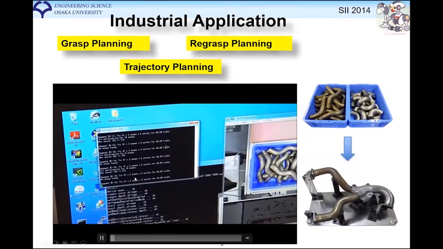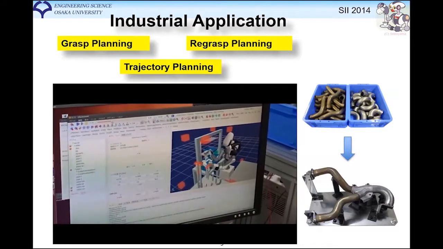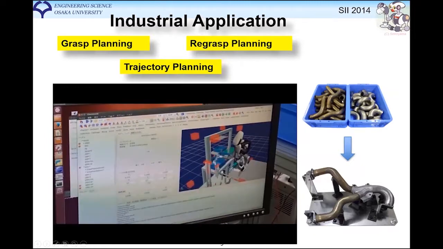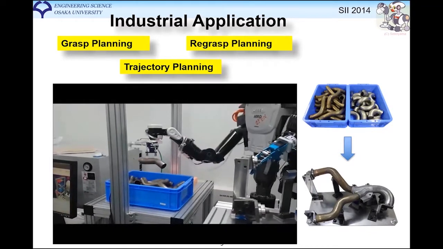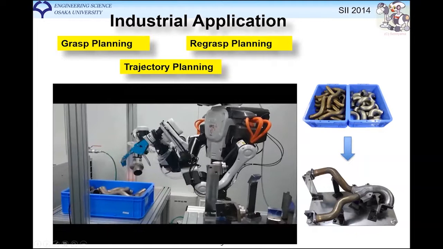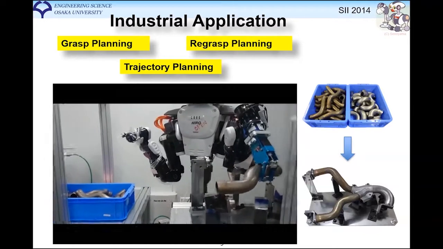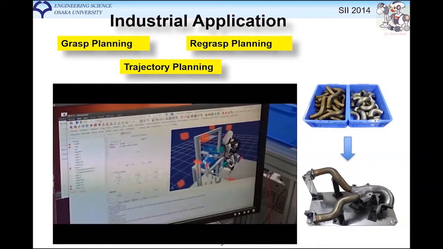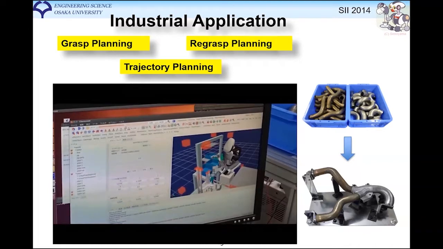Okay, then in 2014, we applied this to real world scenarios. In this case, the work is placed in the box, and the robot randomly picks one of the objects from the box, and we grasp it with the left arm and place it into the jig. In this experiment, we use grasp planning to plan the grasping. And we consider regrasp planning. And we apply trajectory planning to avoid collision with the obstacles. And later, our company applied this system to a real environment, a real factory. And this system has been used in the real factory.